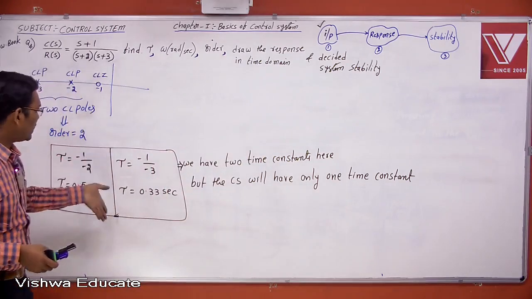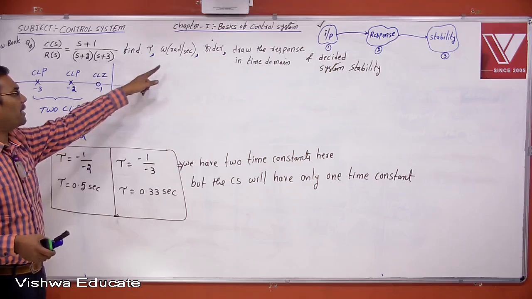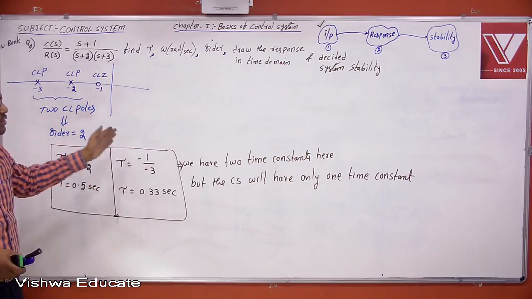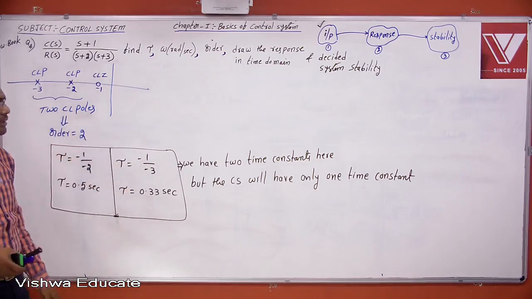Okay, for now take these two: only one parameter, the order, we have found, and the remaining parameters we will find as this question continues in the next session.